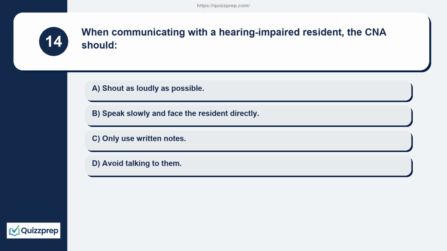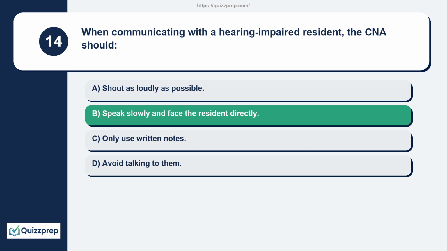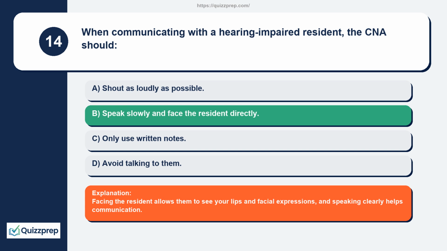Question 14. When communicating with a hearing-impaired resident, the CNA should shout as loudly as possible, speak slowly and face the resident directly. Only use written notes. Avoid talking to them. Facing the resident allows them to see your lips and facial expressions, and speaking clearly helps communication.